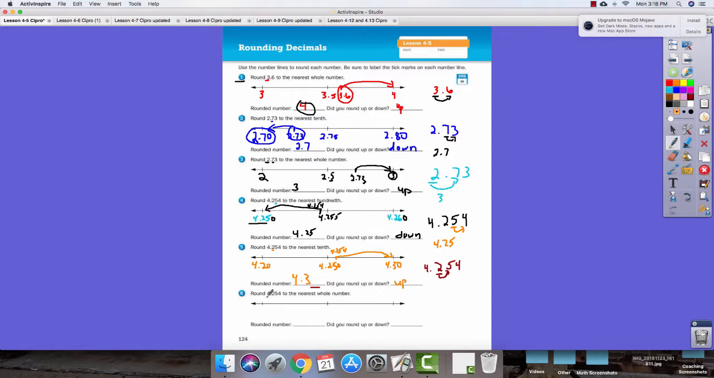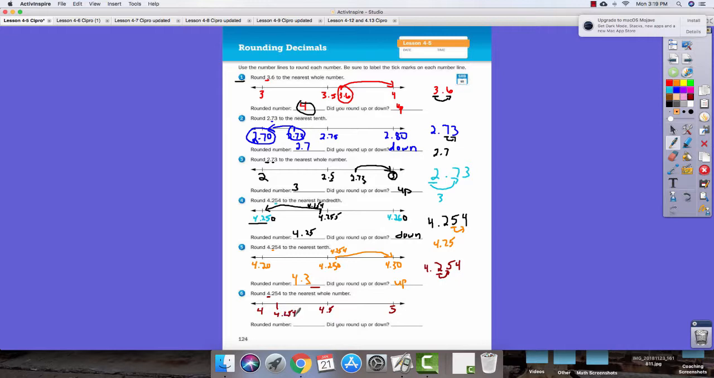Let's just do one more. Let's finish this page off. So I have 4 and 254 thousandths, and this time I'm rounding it to the nearest whole number. So I know it's going to be between 4 and 5, okay? And right in the middle would be 4.5. Well, in 4 and 254 thousandths, I only have 2 tenths. I need at least 5 tenths to get halfway, so I know it's going to be back here somewhere.